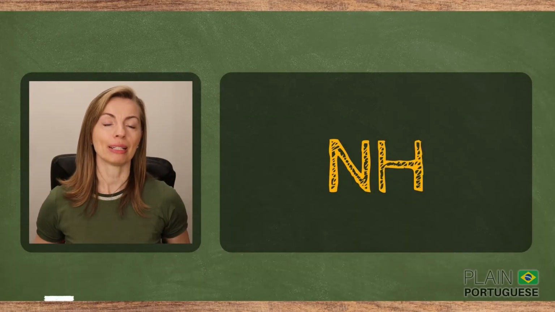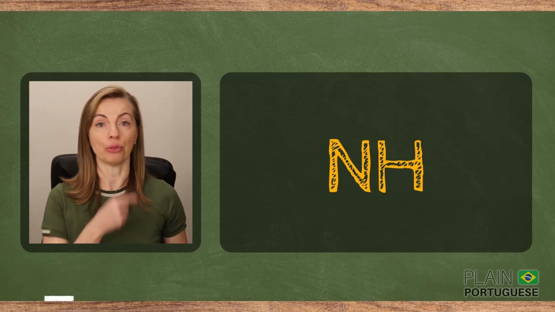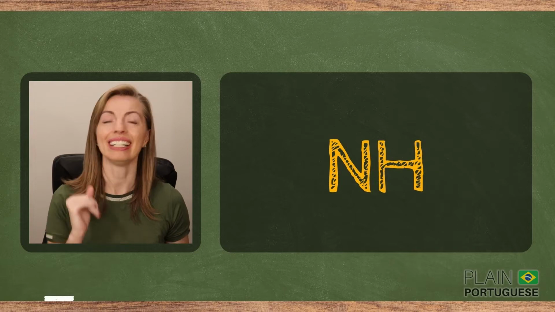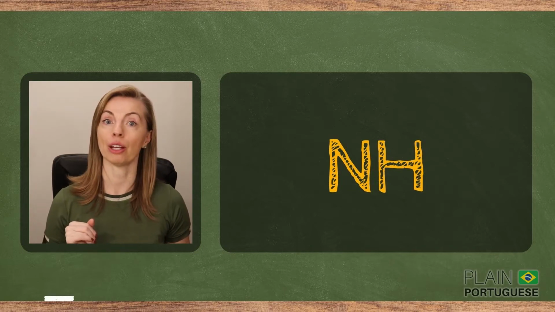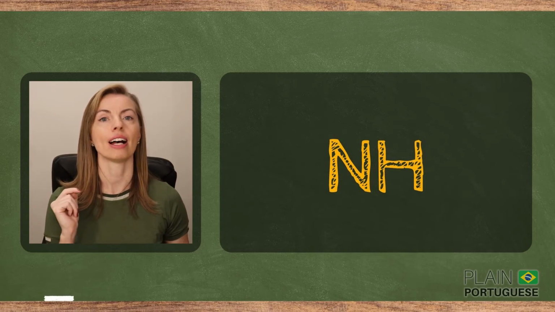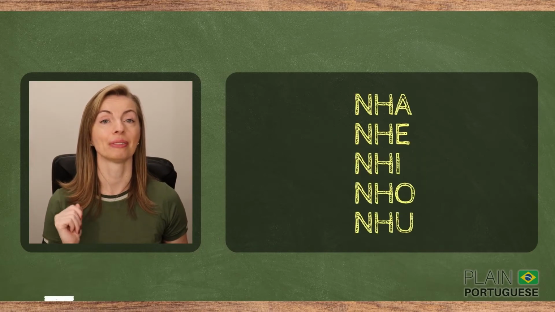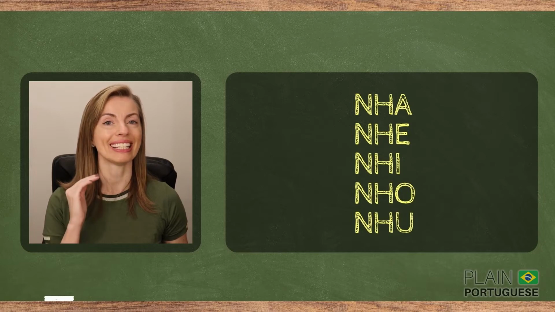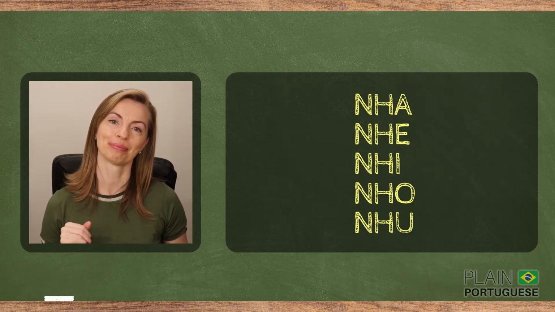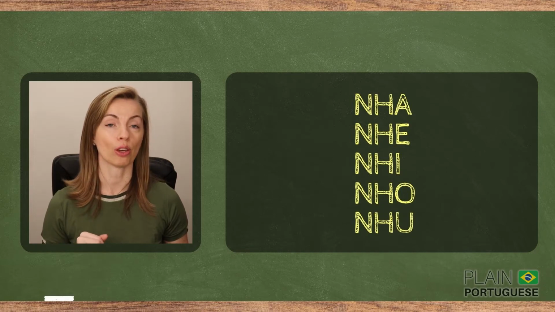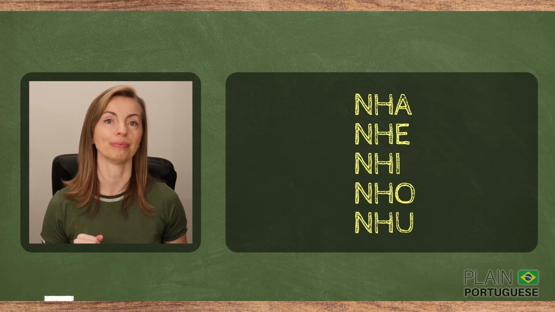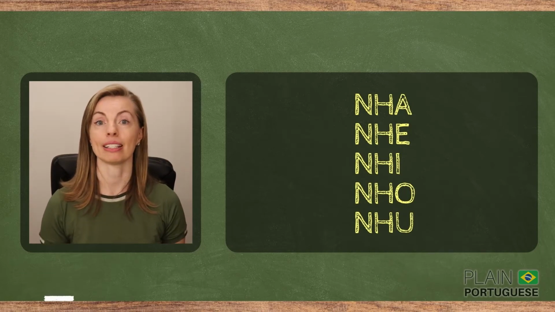Well, whenever it comes after the letter N, both N and H should be pronounced as NH. It's similar to what we have at the end of words such as king, ring. So repeat after me. Nha. Nhé. Nhi. Nhó. Nhu. Now let's see them in some words.